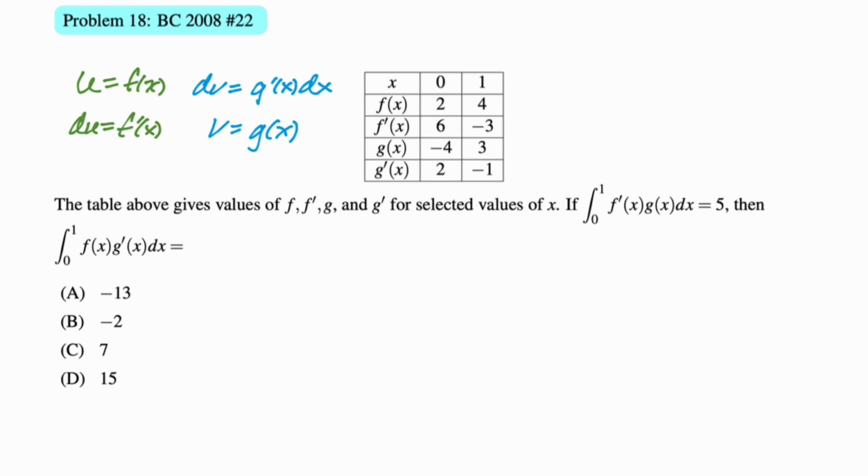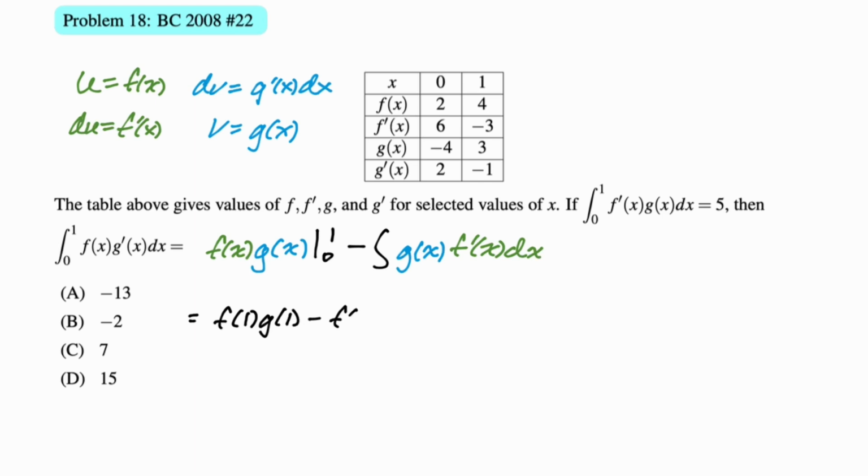So now we're just going to do uv minus the integral of v du. So uv minus the integral of v du. Don't forget the bounds, which you can see that I have forgotten on the integral. So f of x, g of x from 0 to 1 minus the integral from 0 to 1 of g times f prime of x dx. Well, they gave us the integral of g f prime of x dx, that's 5. We just have to apply the fundamental theorem to this first part, and it's not hard, but it's definitely a place that things could go wrong. So we have f of 1, g of 1, and then minus f of 0, g of 0, and then minus this value they gave us, so just minus 5.